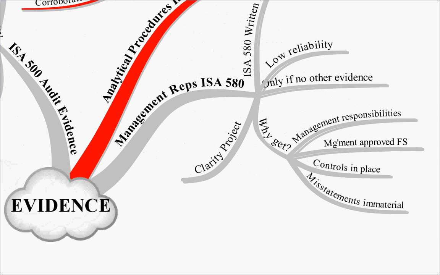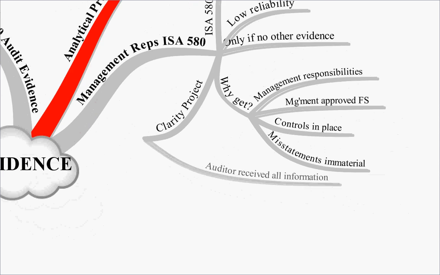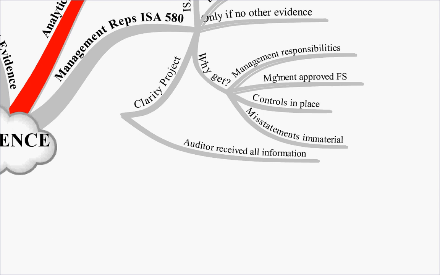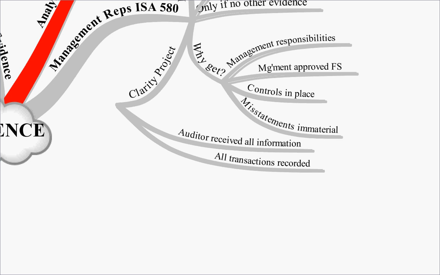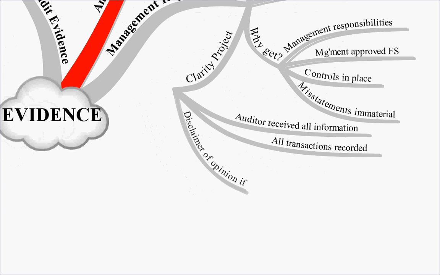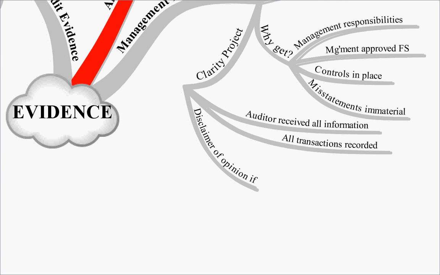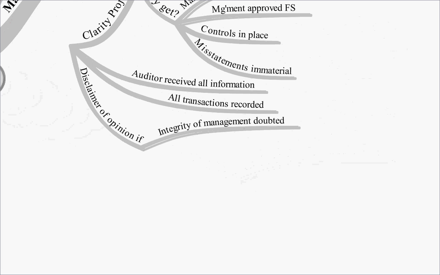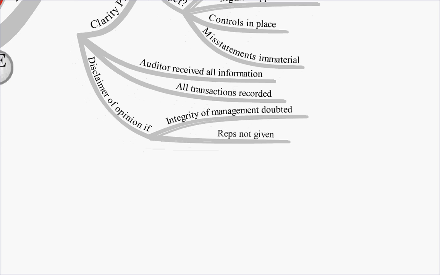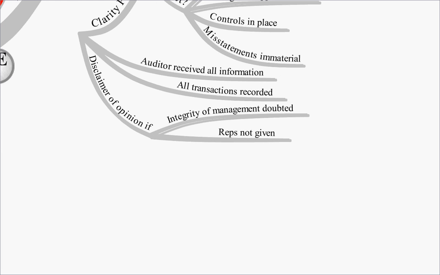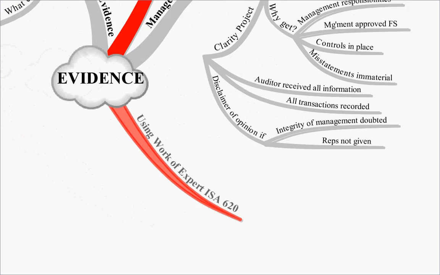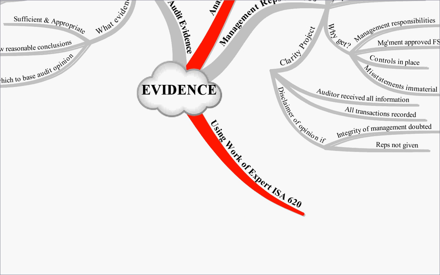The Clarity Project then gives us an additional couple of things. We've got to say that the auditor has received all information in the management representations and that all transactions have been recorded. These should be included in the management representation letter. Clarity Project also says that you can issue a disclaimer of opinion if the integrity of management is doubted or if the representations are not given. So that was ISA 580 management representations.